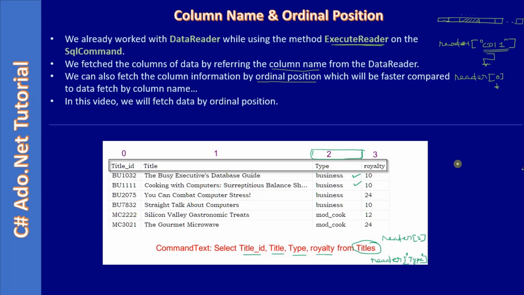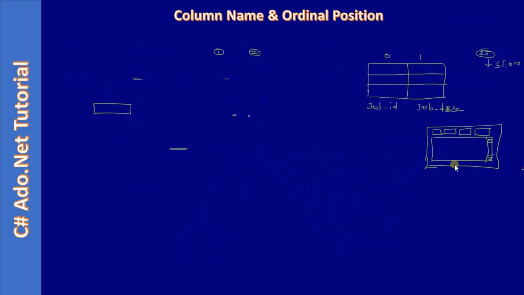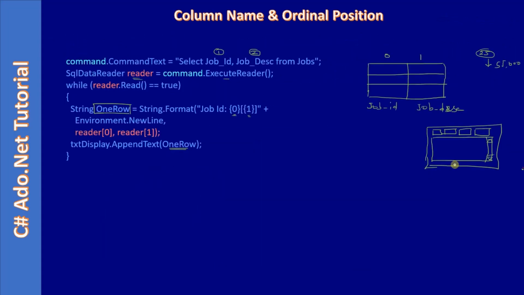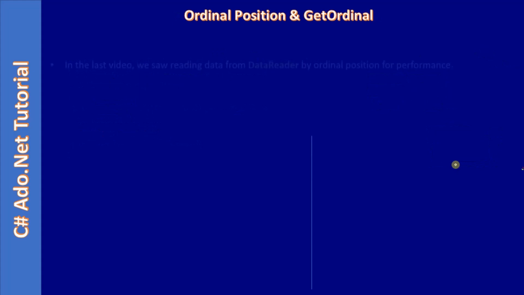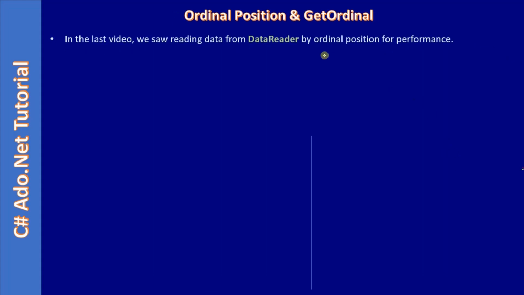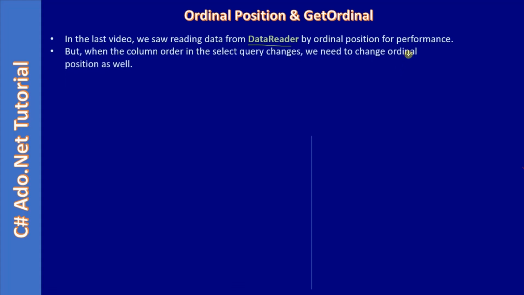In the last video, we talked about retrieving the column name based on the ordinal position. We also saw reading data from DataReader by using the ordinal position for performance reasons. But when the column order in the select query changes, we need to change the ordinal position as well.